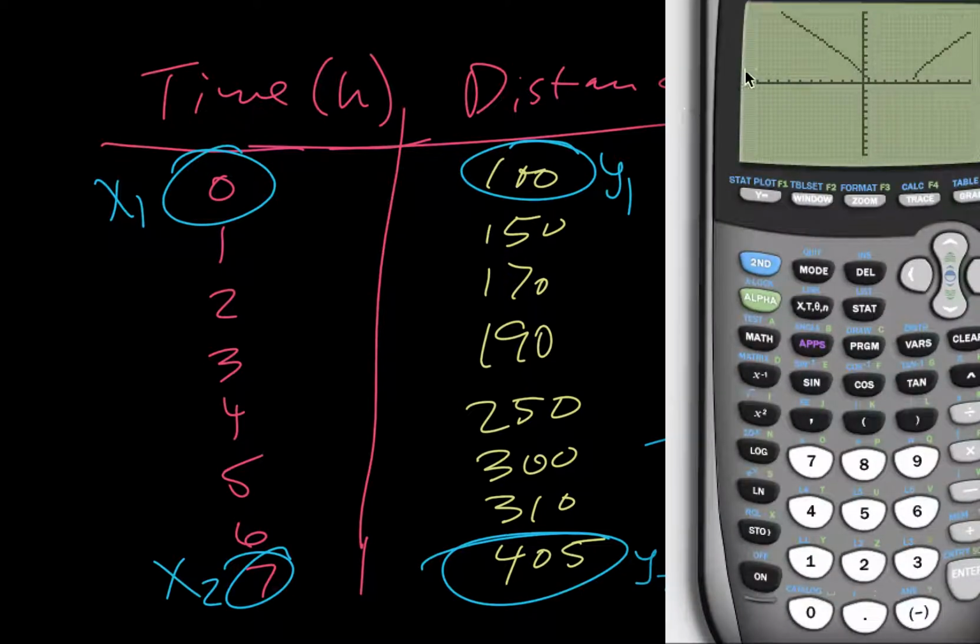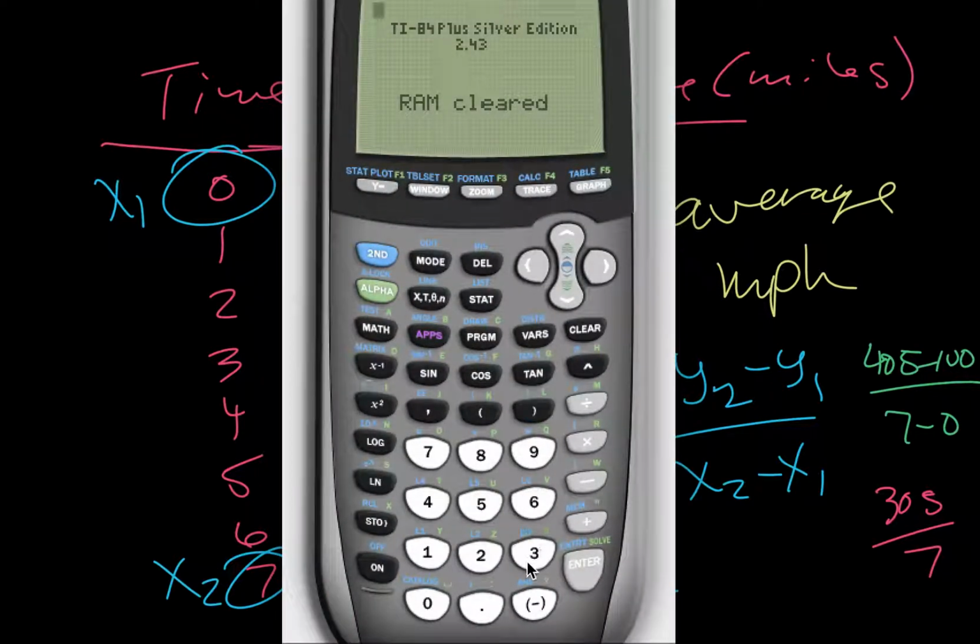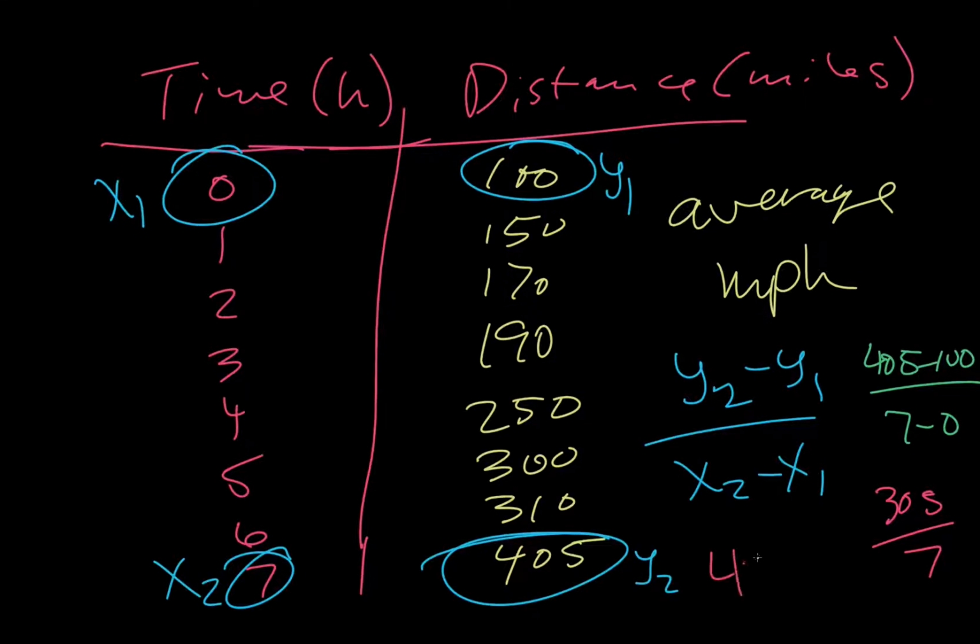So we go to our calculator, and we do 305 divided by 7. So we get 43.6 miles per hour. So on average, they were going 43 or 44 miles per hour. I'm not going to be really picky about how many decimals you do, just as long as it's within reason.